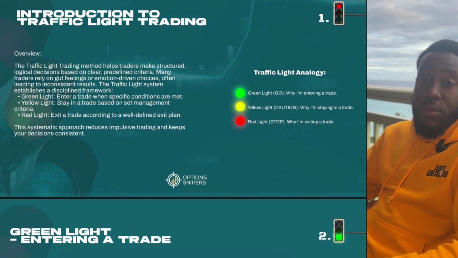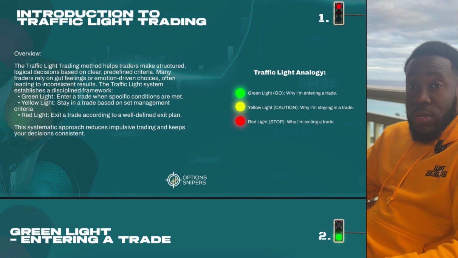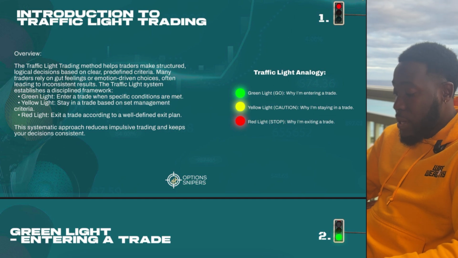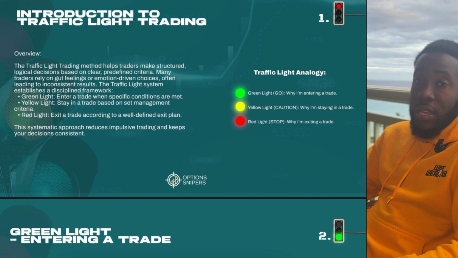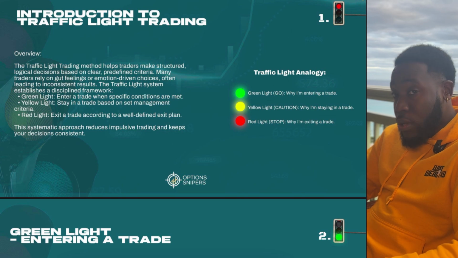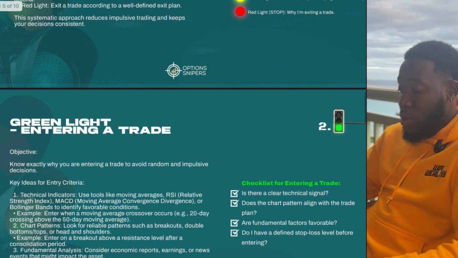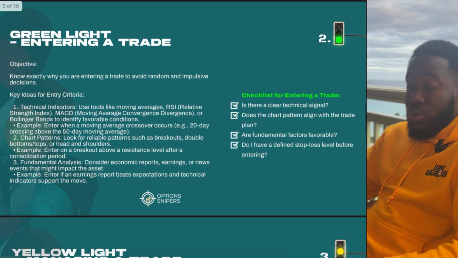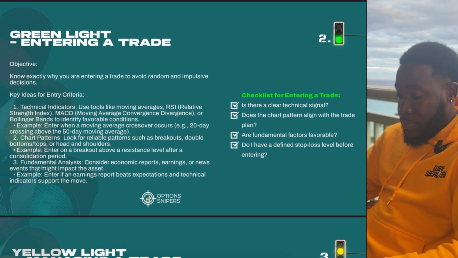Then we have the yellow light, which is caution. Caution means be careful, watch out for what's to come. So that means we're going to be managing our trade with the yellow light, and then the stop light is the red light, exiting a trade. Now, exiting a trade looks like either exiting at a minimal loss or a maximum gain, and we're going to decide between the 2 of those as we go through this video.